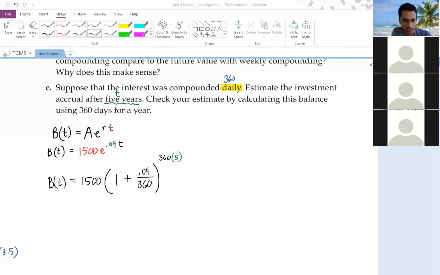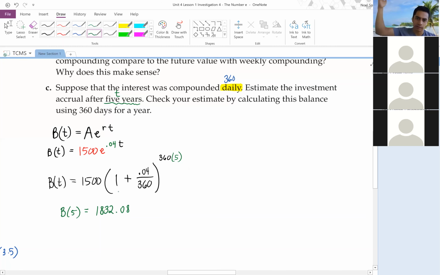If you can see that, that tells us that the value of the investment after 5 years is going to be 1,832 with about 8 cents. So B of 5, the balance after those 5 years, is going to be 1,832 with 8 cents. So you see the questions are kind of jumping back and forth between continuously and daily, right? You've got to understand that when I see certain keywords, I know that I need to utilize different final value formulas.